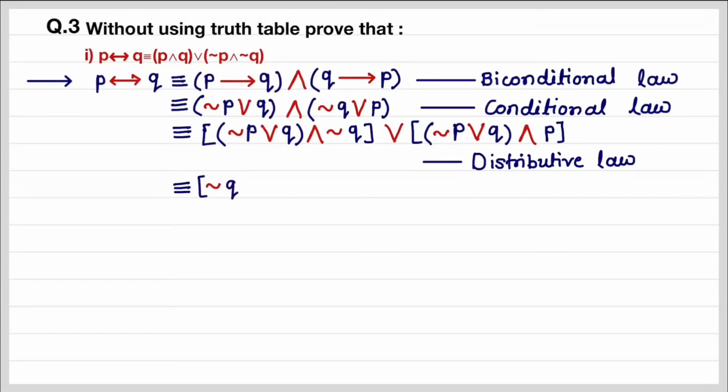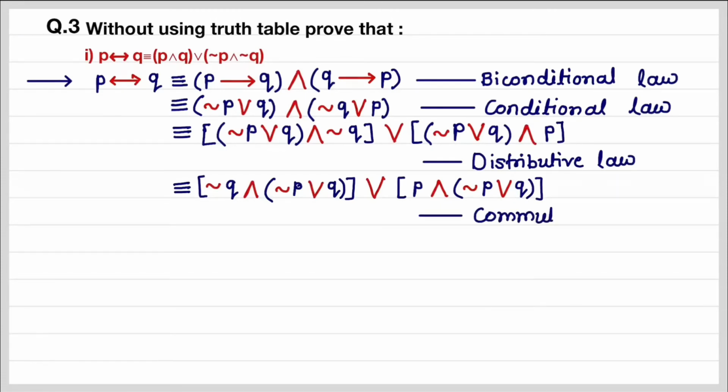Now we will use commutative law. Using commutative law, we will change the order of the statements. Here negation of Q is the second statement. We will take this negation of Q as the first statement. So this term becomes negation of Q and the logical connective remains as it is, and in the bracket negation of P or Q, which is the first statement in the previous step. In the same way, the second bracket will be P and negation of P or Q.